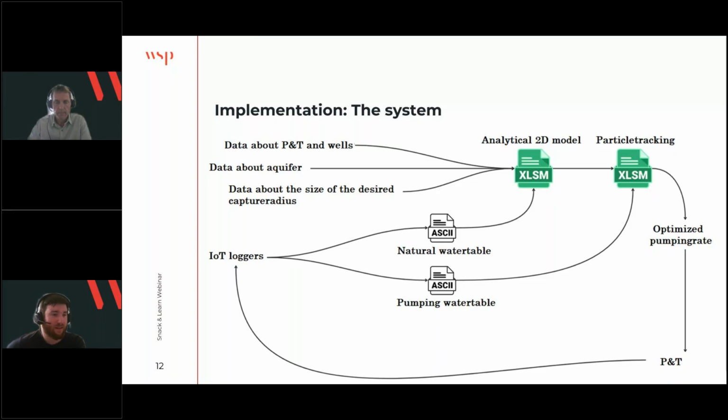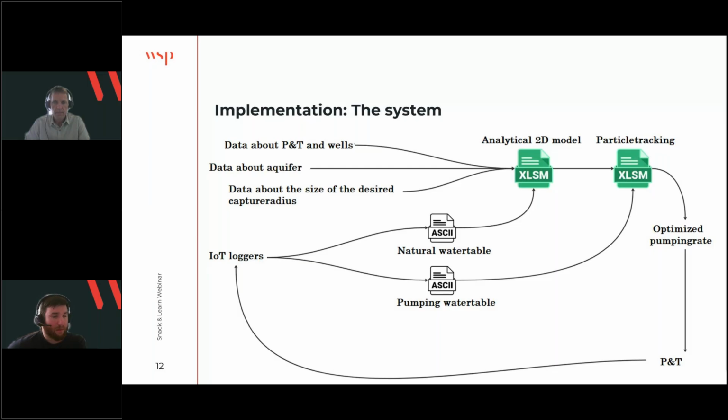All this IoT data is then transformed into a grid for the natural water table, and that will be used inside of the 2D analytical model as the base scenario. Then the program will automatically determine the needed pumping rate for the remediation, for it just to have the desired capture radius that we defined. Then the pumping rates are implemented for the pump and treat facility, and then all the IoT data is then transformed into an operational water table, where we can visualize the water table on WSP's web portal.